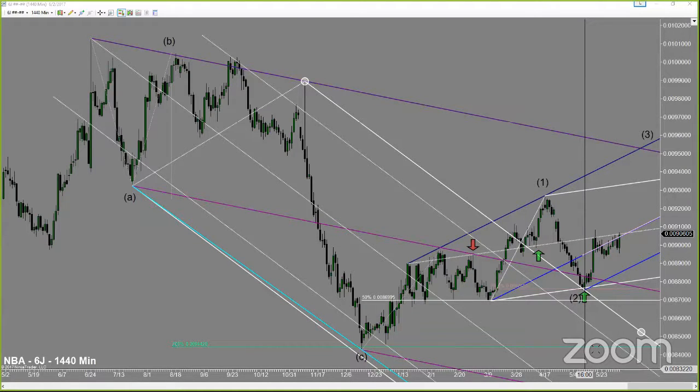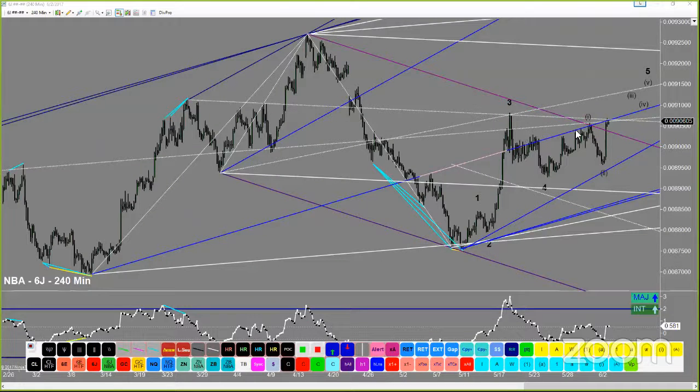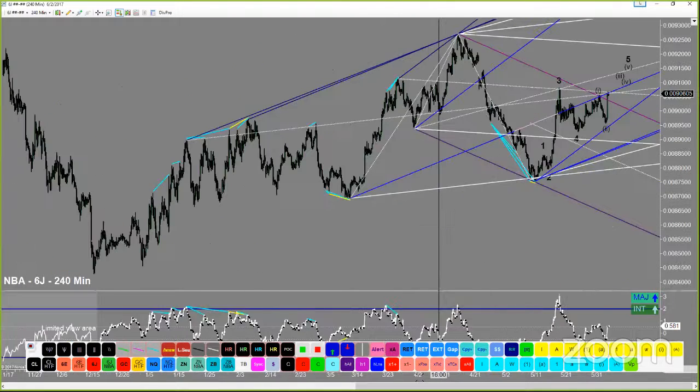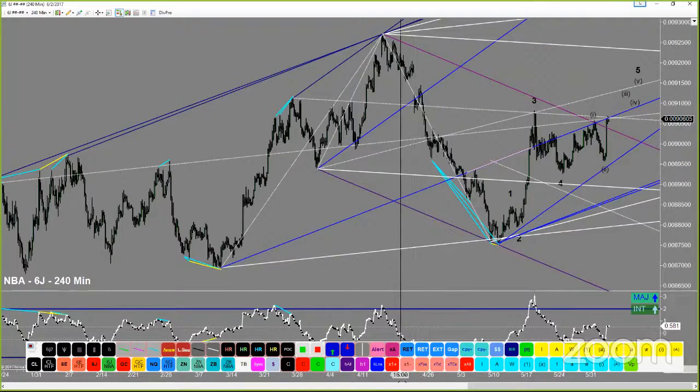So let's drop down to the 240 minute because this was the short that we took yesterday. That was just a really nice looking setup. So basically, we have three major areas coming together right here.